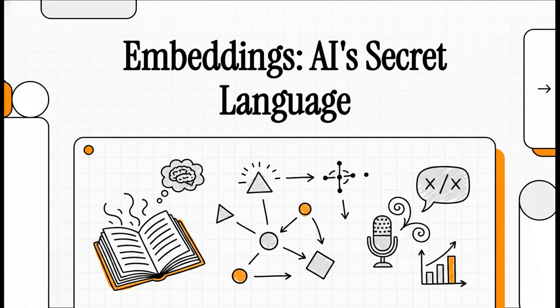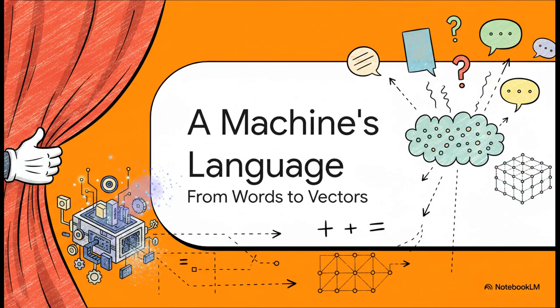You ever stop and wonder how AI can write a poem, summarize a huge article, or even just get what you're asking? I mean, it really feels like magic, right? But behind all that magic, there's this absolutely brilliant concept that translates our human world into a language that machines can actually understand. So today, we're going to pull back the curtain on that secret language. So let's get right into it.